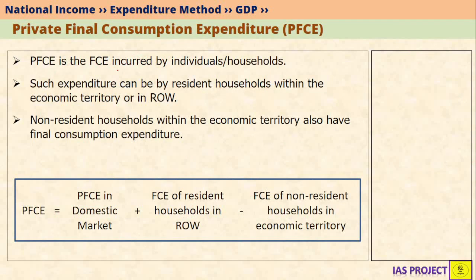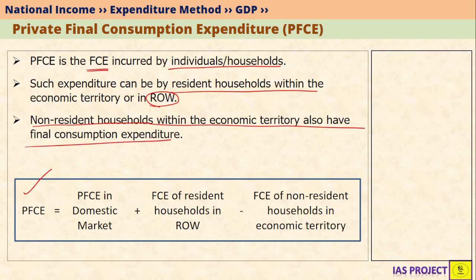Let's talk about private final consumption expenditure. Private final consumption expenditure is nothing but a final consumption expenditure that is incurred by individuals and households. Such expenditure can be by resident households within the economic territory or from the rest of the world. So therefore, we can write it in terms of this equation. Non-resident households within the economic territory also have final consumption expenditure.